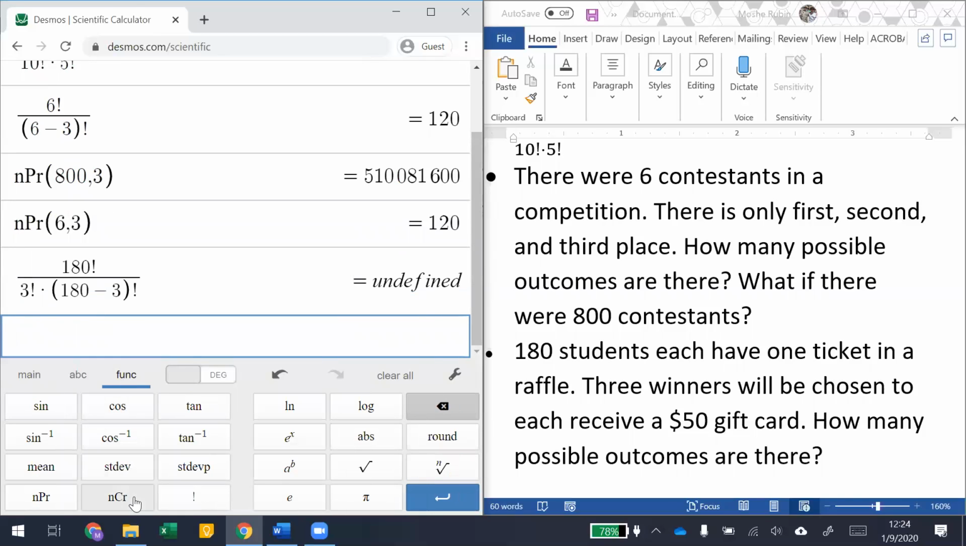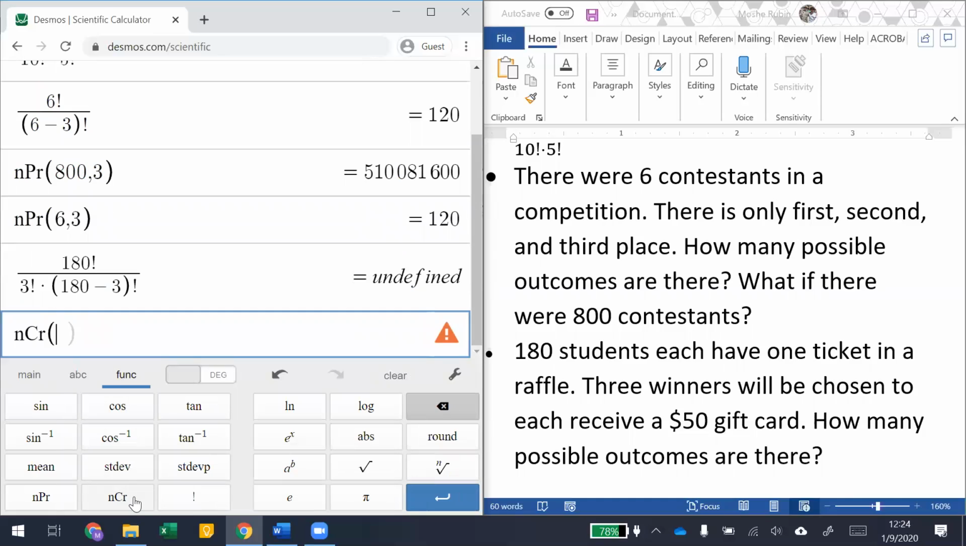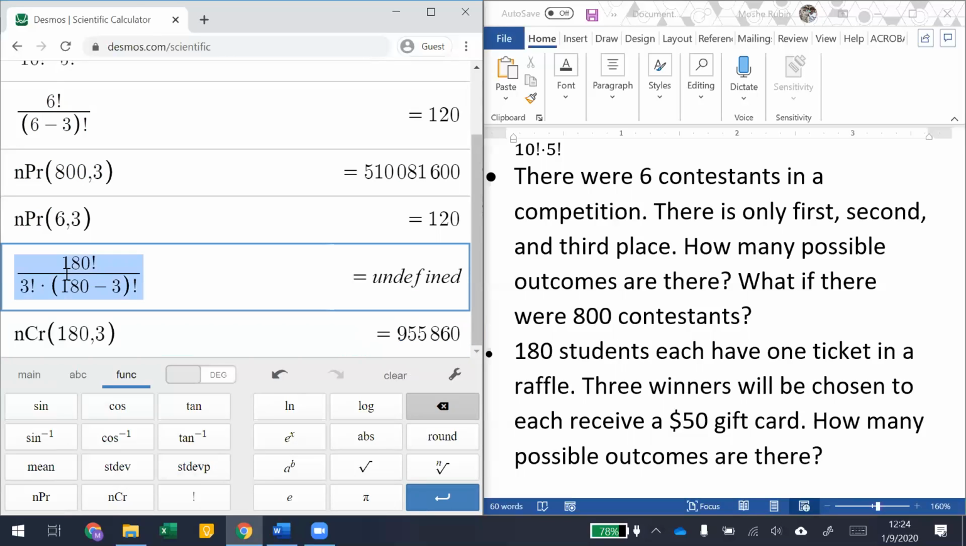Lucky for me, however, Desmos has an nCr button. First I put my N, the number of people I have, which is 180, and then I put a comma, and I put the number of things I'm choosing. So again, in this one, I just so happen to be choosing 3 winners. So I'll put a 3. And I'll see, Desmos can spit out the answer. This answer really is equal to this, but Desmos can't do the 180 factorial. So we're stuck unless we use the nCr key.